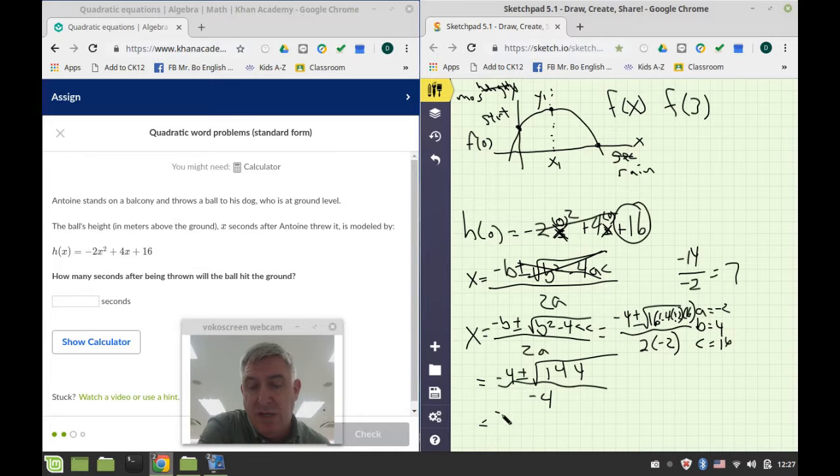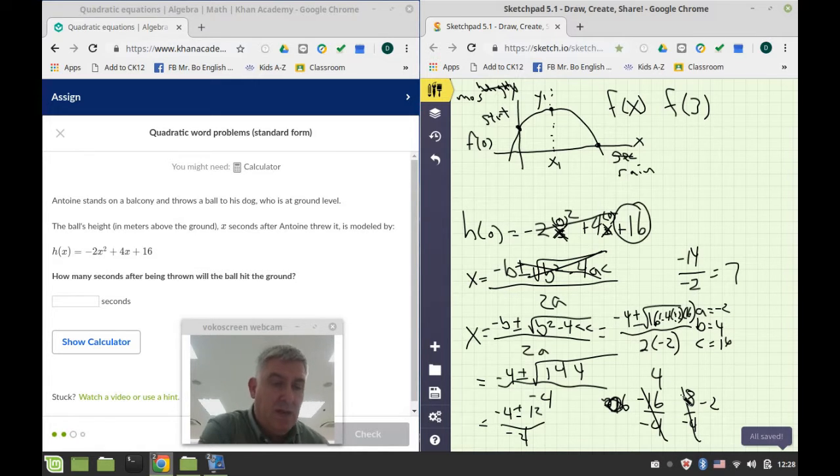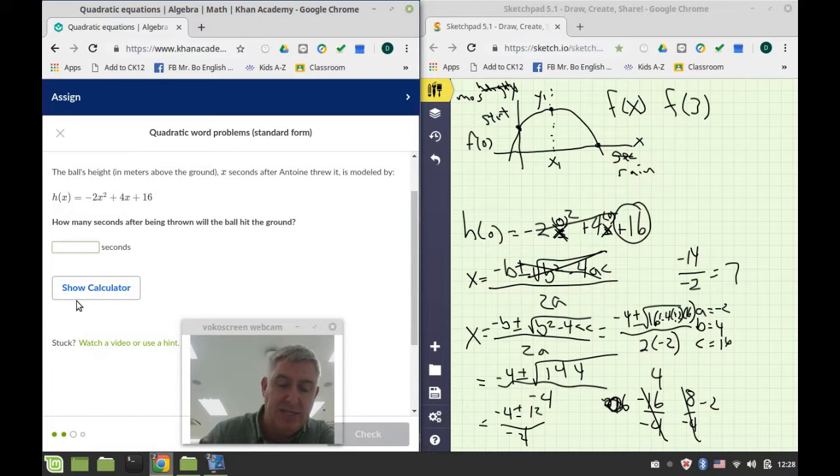So I've got negative 4 plus or minus 12, divided by negative 4. So I've got negative 16. That's not right. I've got, yes, that is right. Negative 16 divided by negative 4, or I've got 8 divided by negative 4. So this is negative 2, and then this one is 4. So how many seconds after being thrown will the ball hit the ground? Well, it's not going to hit the ground at negative 2 seconds. It's going to hit the ground at 4 seconds.